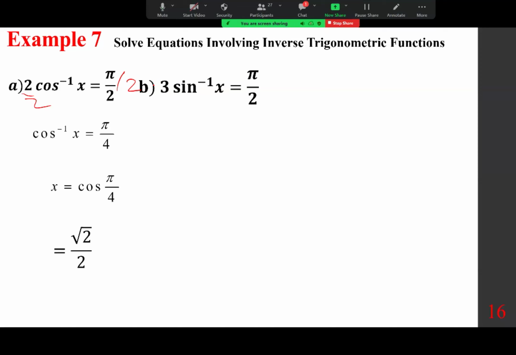Divide by 3. Sine inverse of x is pi over 6. By definition, x is sine of pi over 6, which is a common arc, and that's 1/2.